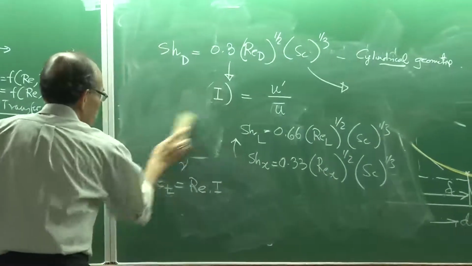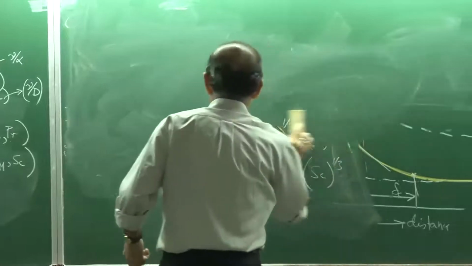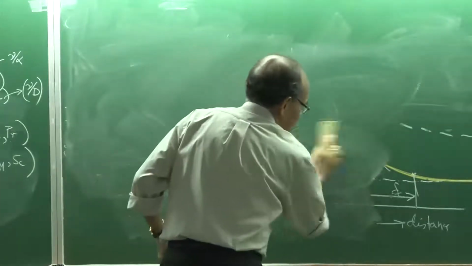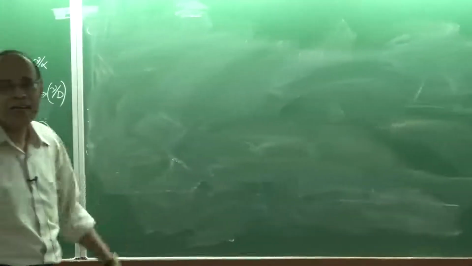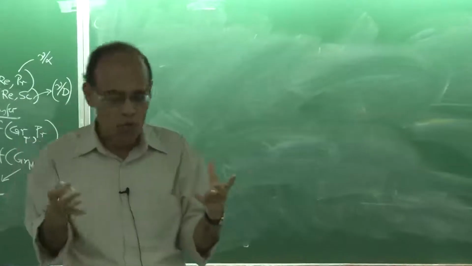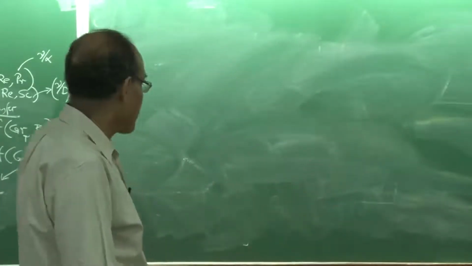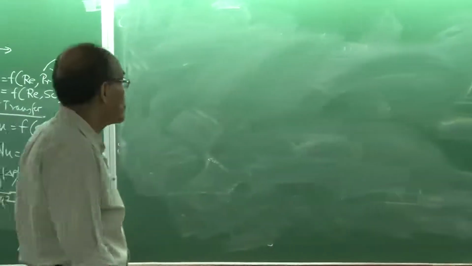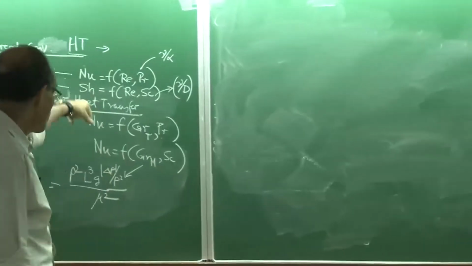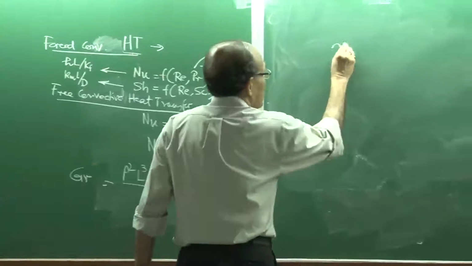The last point I want to talk about today is the analogy between heat and mass transfer. You have seen that the correlations that I have written here are more or less similar. The heat transfer correlation has Reynolds number and Prandtl number dependence, and here we see Reynolds number and Schmidt number dependence in the case of forced convection. So there is a one-to-one similarity.